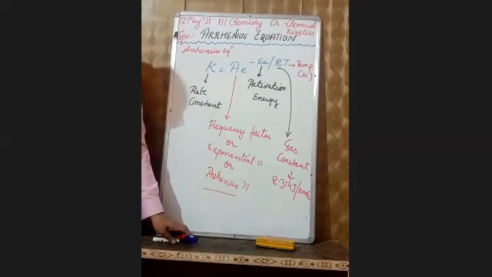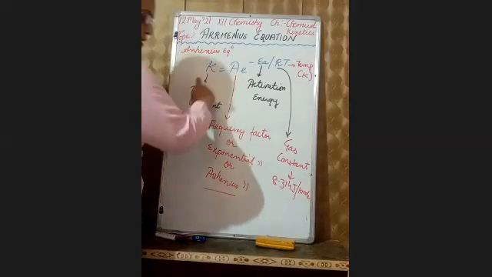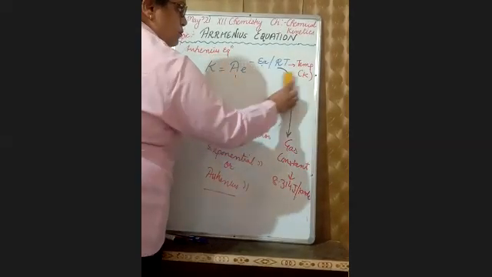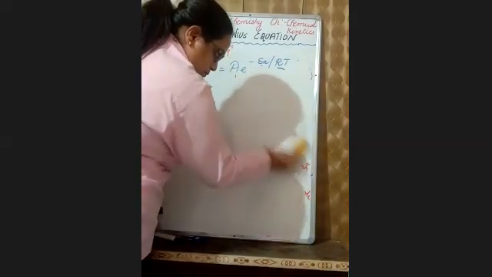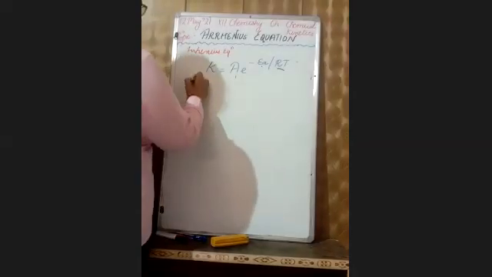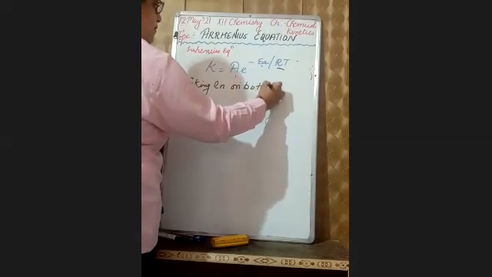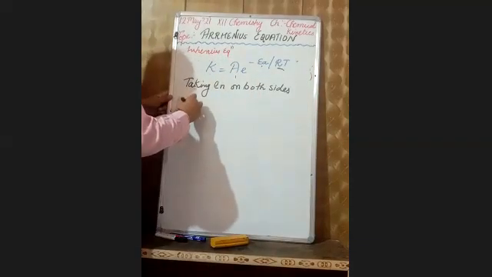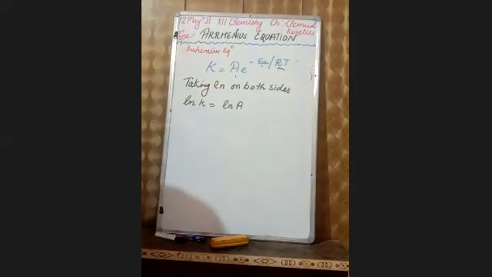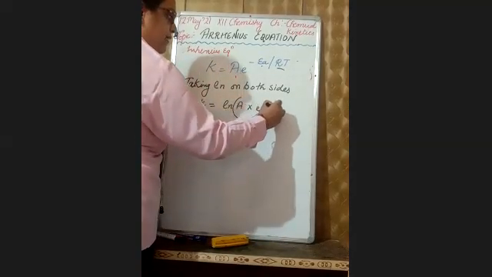Okay, so now taking natural log on both sides of the Arrhenius equation, it will be ln k is equal to ln of A into e to the power minus Ea over RT.